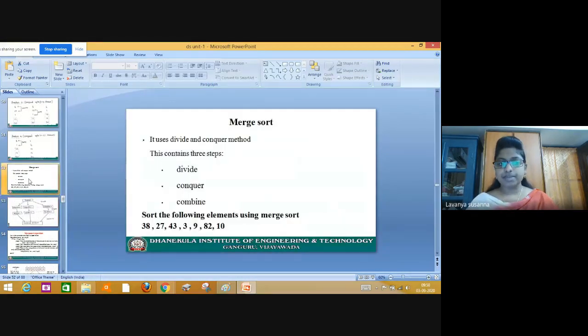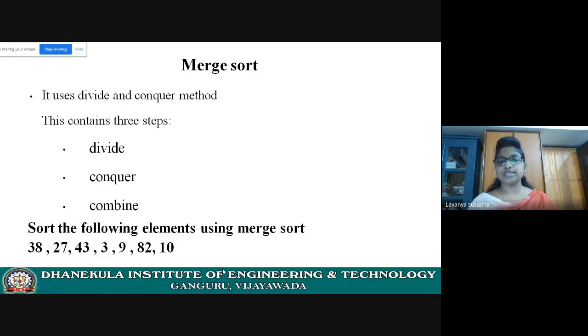Now keep the heading merge sort. I request all the students to keep the heading merge sort. Next sorting technique. Up to now we have discussed radix sort. Radix sort is completed. Next bubble sort we have discussed. Bubble sort is completed. Next insertion sort we have discussed. Now merge sort. This is another sorting technique.